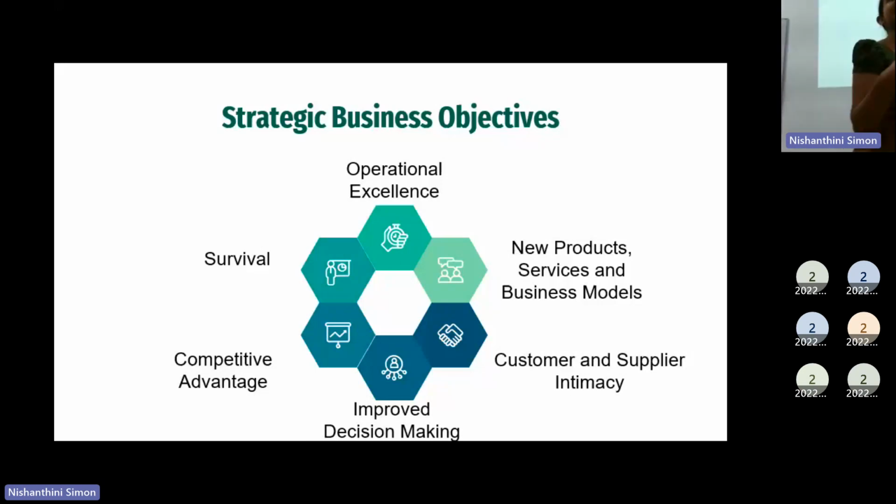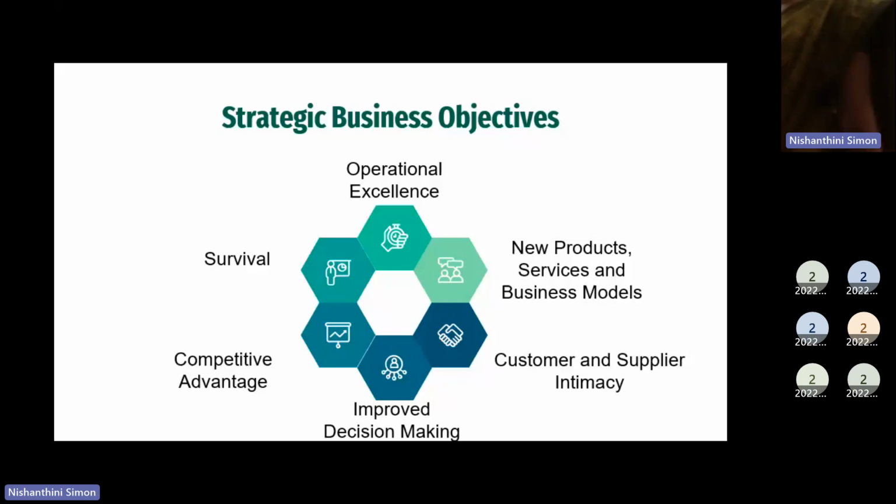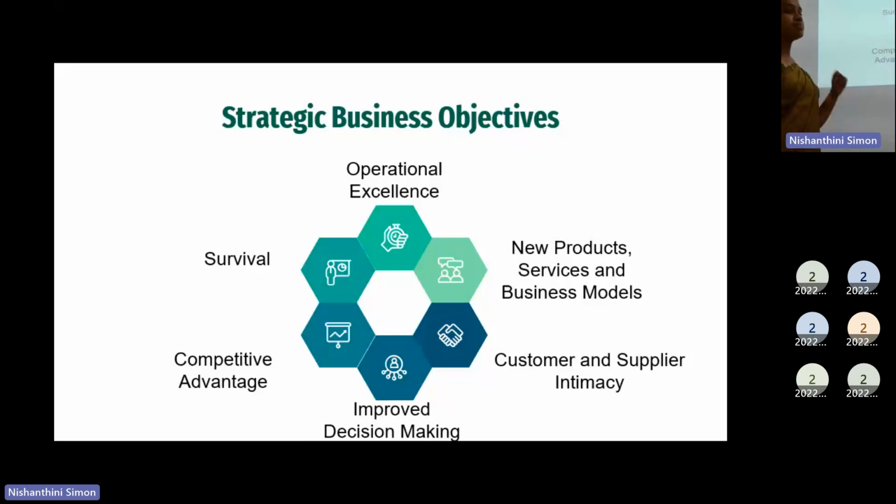So, survival. In order to survive, sometimes these information systems will be a need. We have to use these information systems in order to run our business, else simply we will be out of the system. So that could be an issue. Sometimes information systems are going to be a must in order to survive in the industry. So these will be the basic six business objectives that organizations are trying to achieve. Maybe there are other different ways also. When we see operational excellence, they will be using information systems, and in other different ways also they will be achieving that objective.